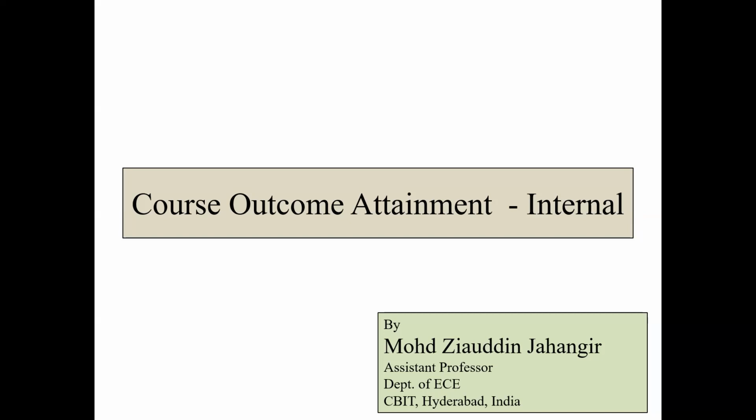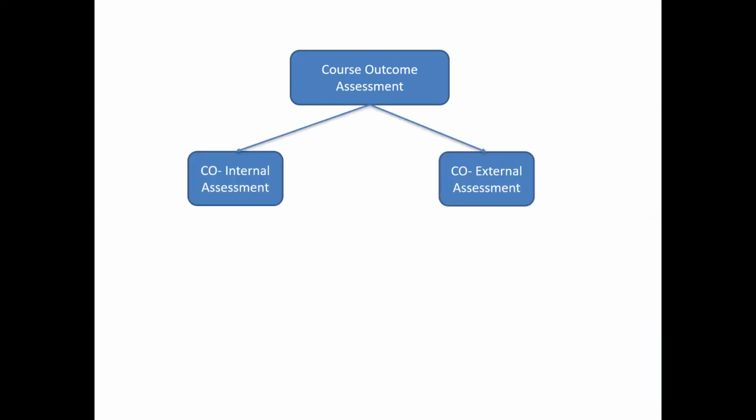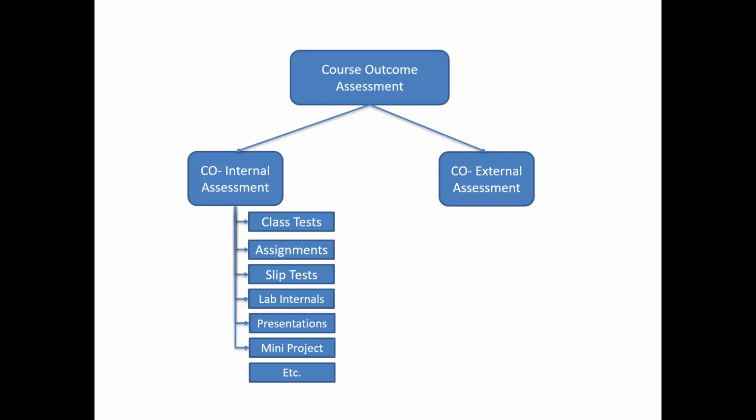So what is this internal attainment? Let's have a brief review before we go into the process. Course outcome assessment is actually done in two ways. One is called internal CO assessment, and the other is called external CO assessment. The reason it is called internal assessment is because the instruments used for evaluating it are related to internal examinations like class tests, assignments, slip tests, lab internals, presentations, mini projects, etc.